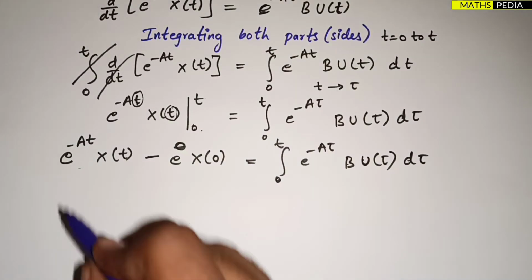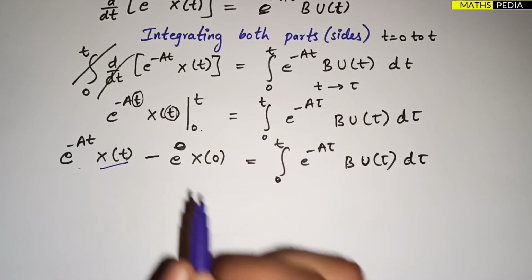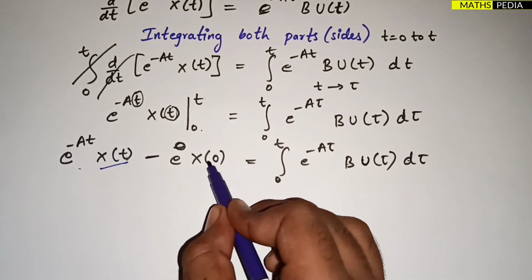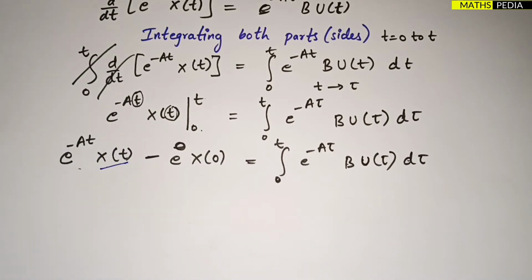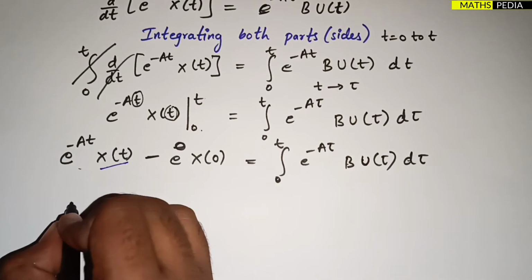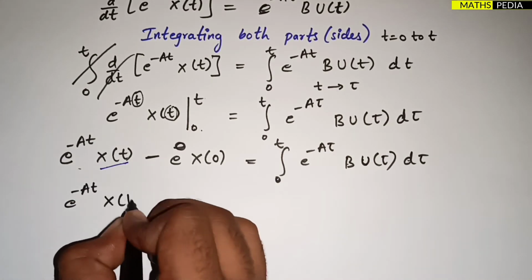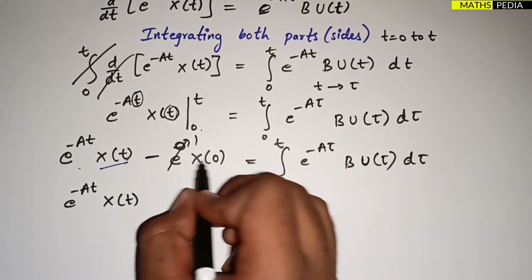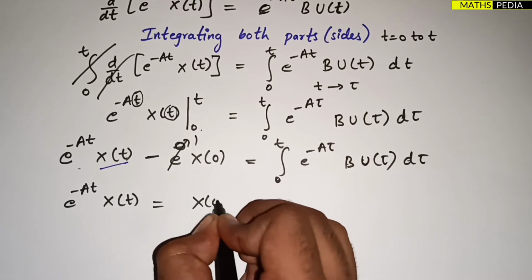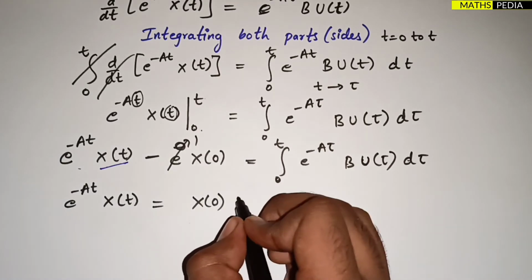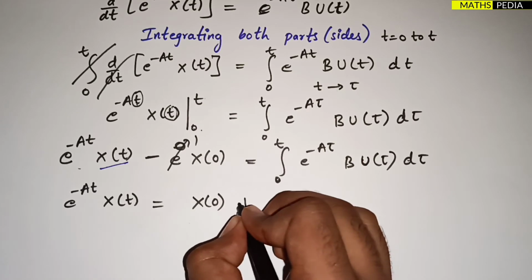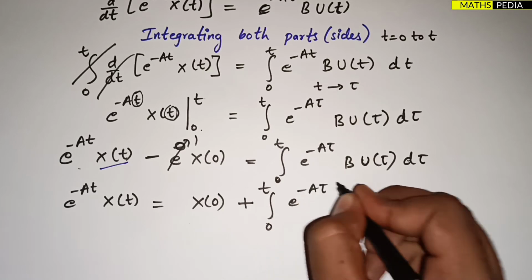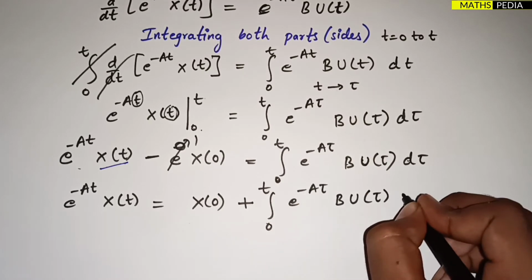Now the thing is that I just want x of t. So you can do one thing, keeping x of t on this side, rest all you can take to that side. So what will happen? Let us see. e power minus at into x of t, this plus this becomes 1, e power 0 is 1. So minus x of 0, I will take it to that side, equal to x of 0, plus 0 to t e power minus a tau b u of tau d tau.